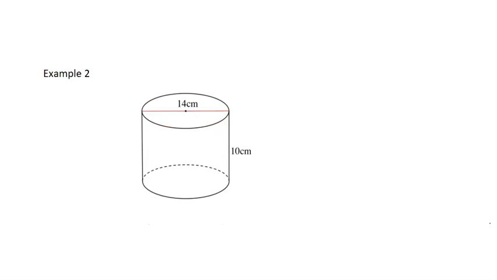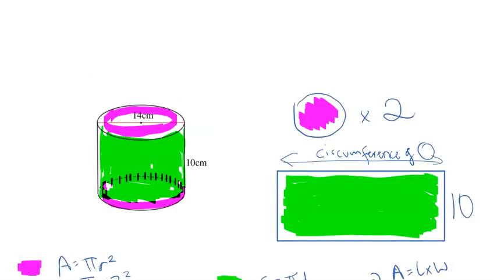Okay, one more example. Let's try this cylinder. Remember, surface area. How many surfaces does a cylinder have? Give it a go now. Okay, let's have a look. So once again, I've drawn a diagram.